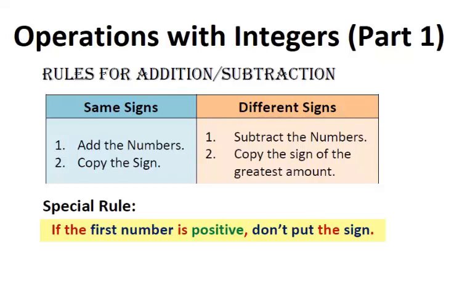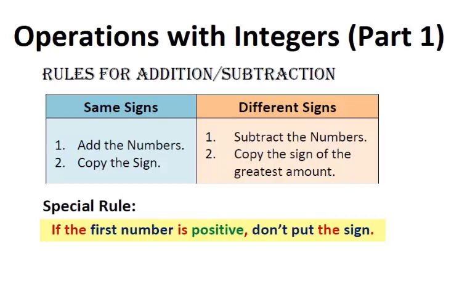Okay, we're going to see how to perform basic operations with integers. In this case, we're going to learn the basics about addition and subtraction, how to add and subtract numbers. The idea is that we need to focus on the signs. If two numbers have the same signs, we are going to add them and we're going to copy the sign. If they have different signs, we're going to subtract them and then we're going to copy the sign of the greatest amount. Always focus. Copy the sign of the greatest amount.